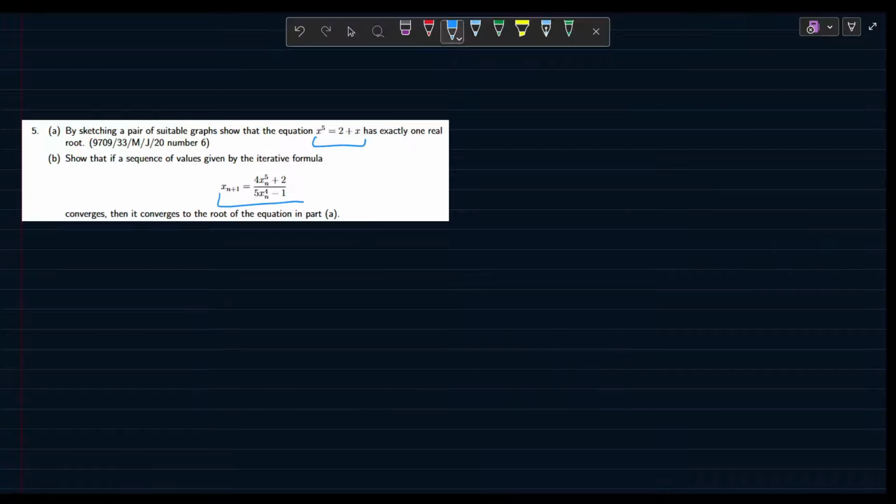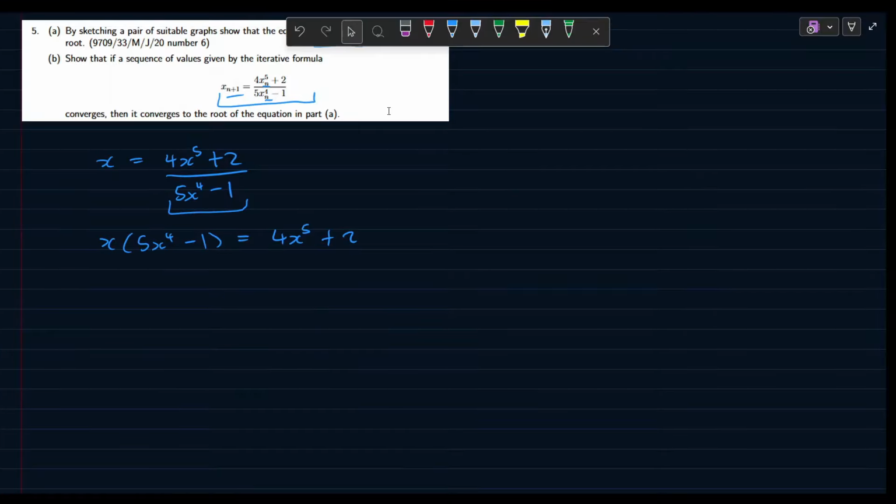Which is to say, if this iterative formula gives you an answer, then that answer must be the answer from this equation. So we have to show that this iterative formula is the same as the original equation. So let's start with our iterative formula and remove the n plus 1 and all the n's. So this becomes x equals 4x to the 5 plus 2 over 5x to the 4 minus 1. We can start off by multiplying through by 5x to the 4 minus 1 to get rid of our denominator. So that becomes x times 5x to the 4 minus 1 equals 4x to the 5 plus 2.